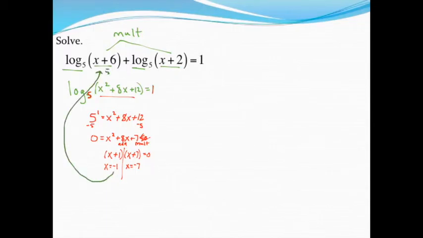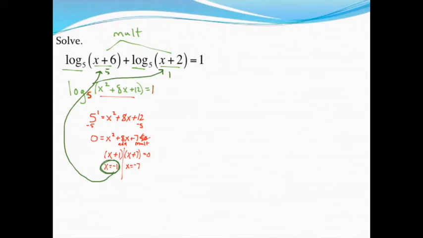For example, if I plugged in negative 1 for x, well, negative 1 plus 6 is 5. 5's positive, so that part's fine. Checking over here, negative 1 plus 2 is 1. That's also positive. So negative 1 does not result in me taking the log of anything negative or 0. So negative 1 is a fine solution to this problem.